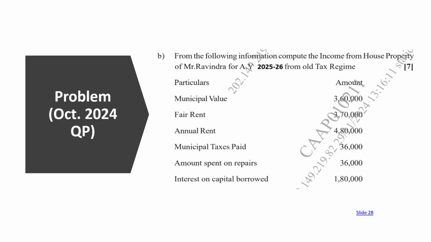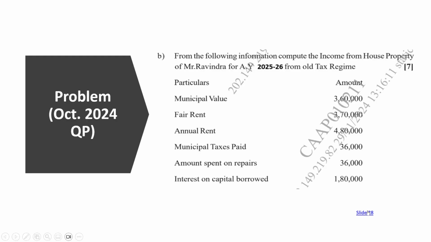In this problem, one new information you find here. What is that? Amount spent on repairs 36,000. So suppose amount spent on repairs is given, amount spent on renewal is given, any kind of ground rent is given. Ignore all these amounts. These amounts are not useful for the calculation. So any amount of repairs, any amount of renewal, any amount related to the ground rent, whatever is given, just ignore it. It is not useful for the calculation. Clear? Understood? Now we are going to solve this problem.